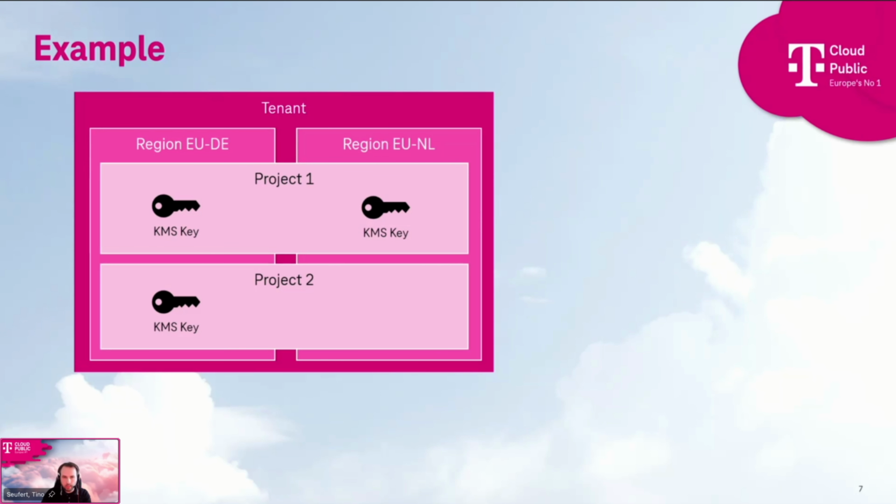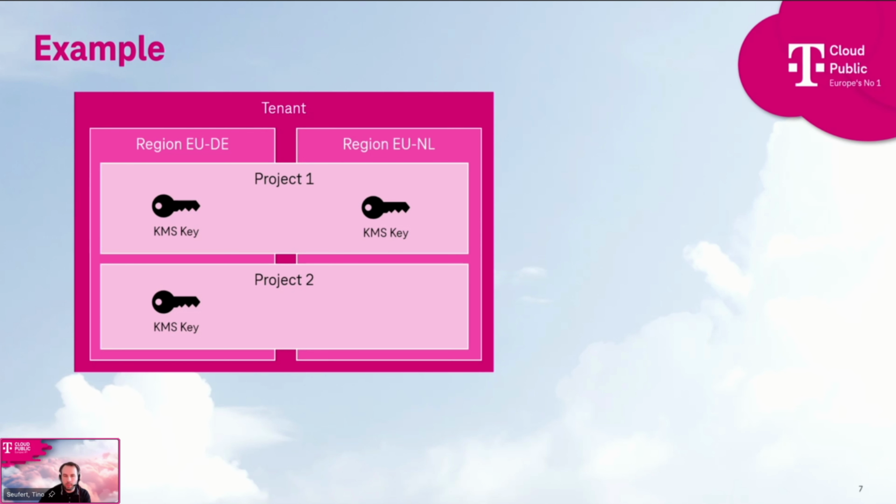So I want to give you an example of how the service works. Here's again the overview of the tenant. I have both regions, and I have two projects. Like I said, you place the resources in the project. In this example, I use Key Management Service, KMS. It works with resources, with keys. So I have now 3 keys in this example: 2 in project 1 and 1 in project 2.